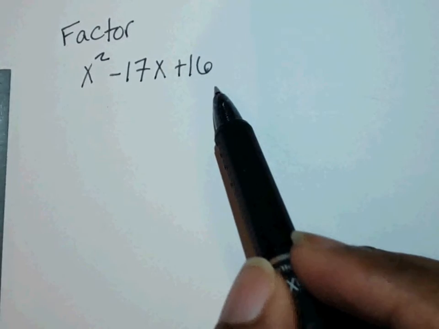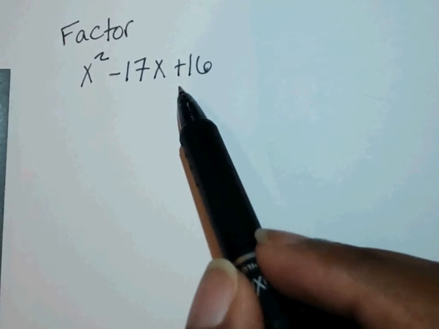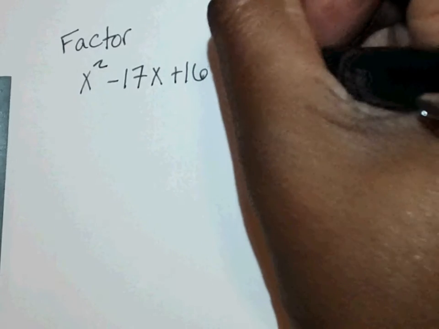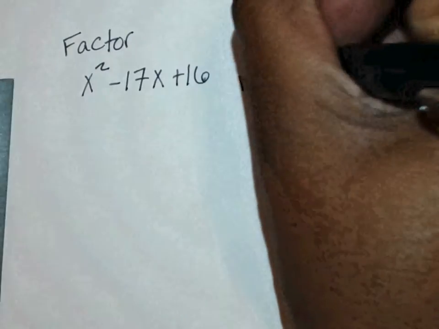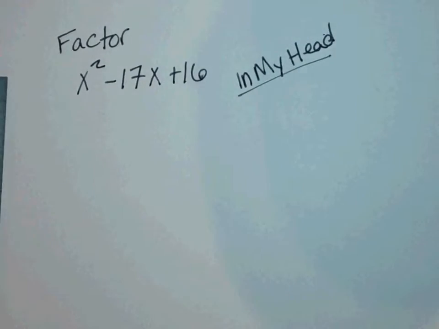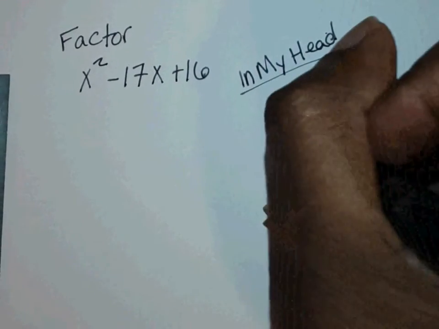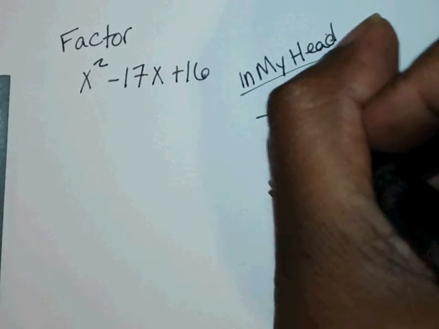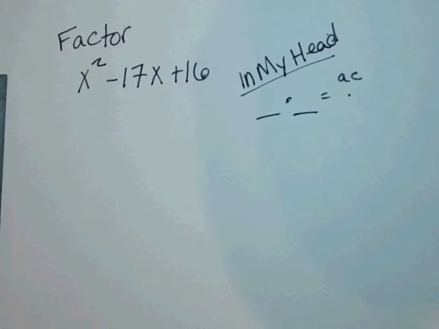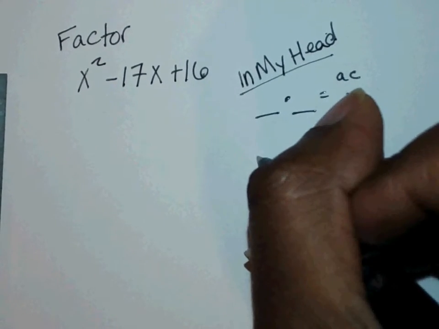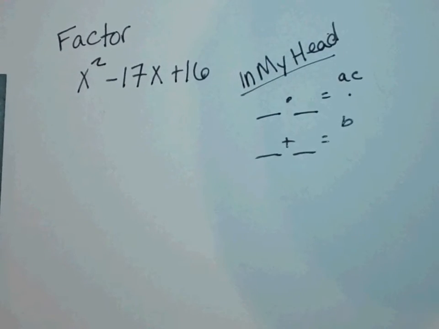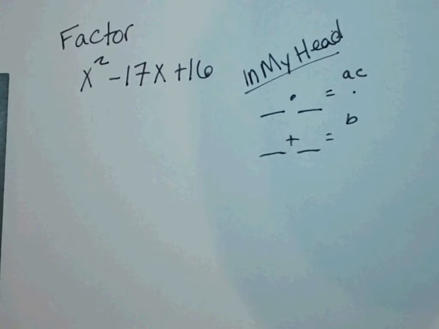This is a trinomial. Whenever you try to factor a trinomial, you're always going to do something in your head. So in my head, I'm going to try to think of 2 numbers that when I multiply them, I get the AC value, and when I add them, I get my B value. So what do I mean by AC and what do I mean by B?